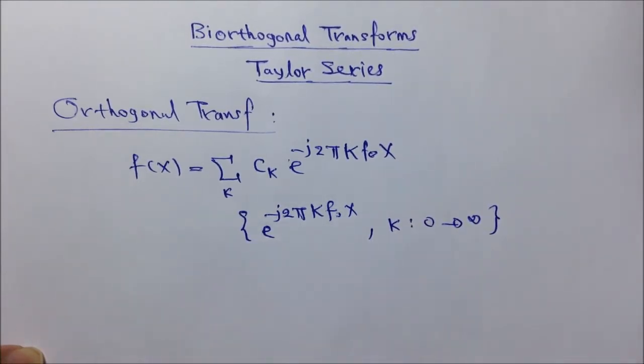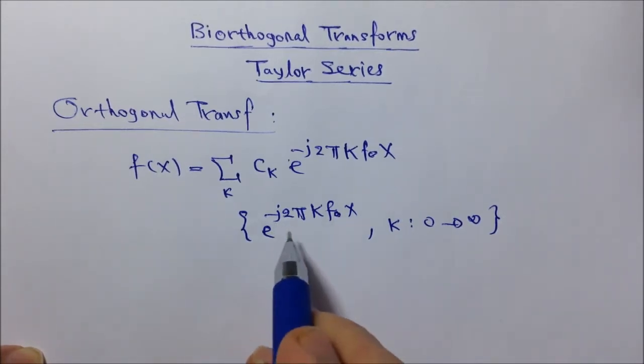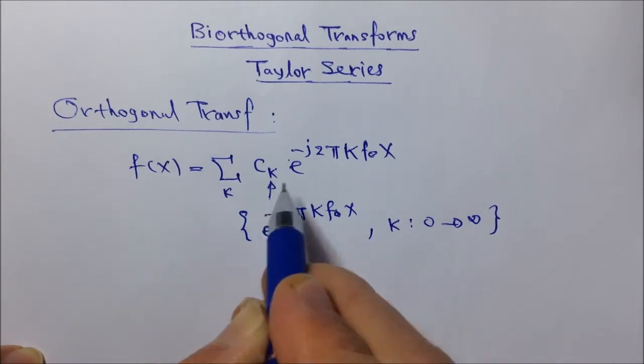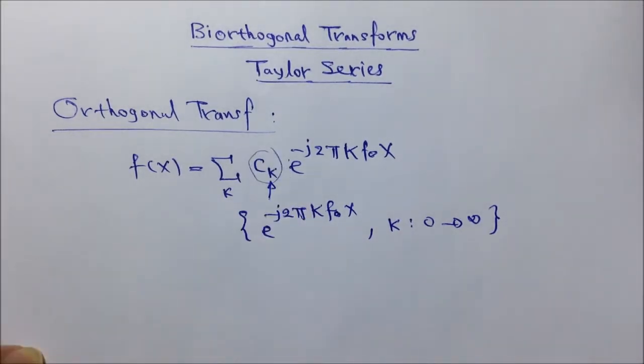And here we got a family of kernels. Now each and every single member of this family is going to be multiplied by a coefficient. And when we add up all these scaled members of this family, we'll get f of x. Now the thing special about this family is the orthogonality.